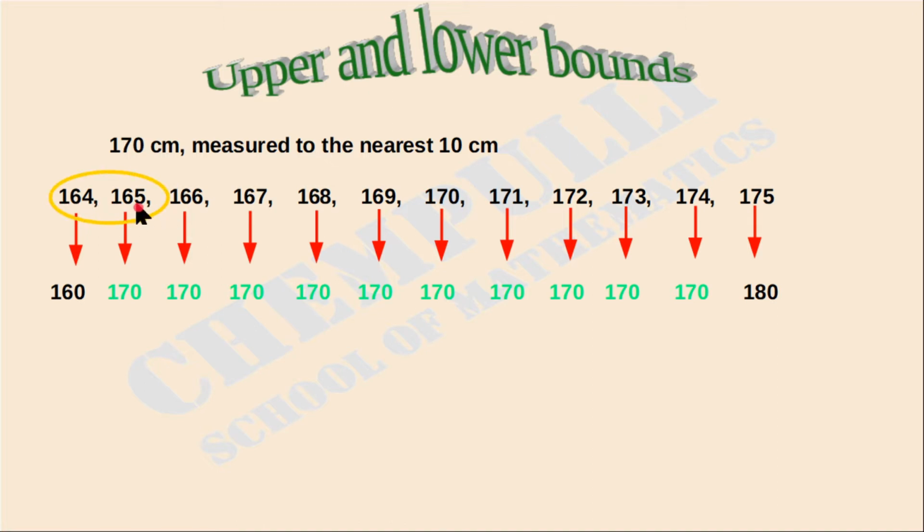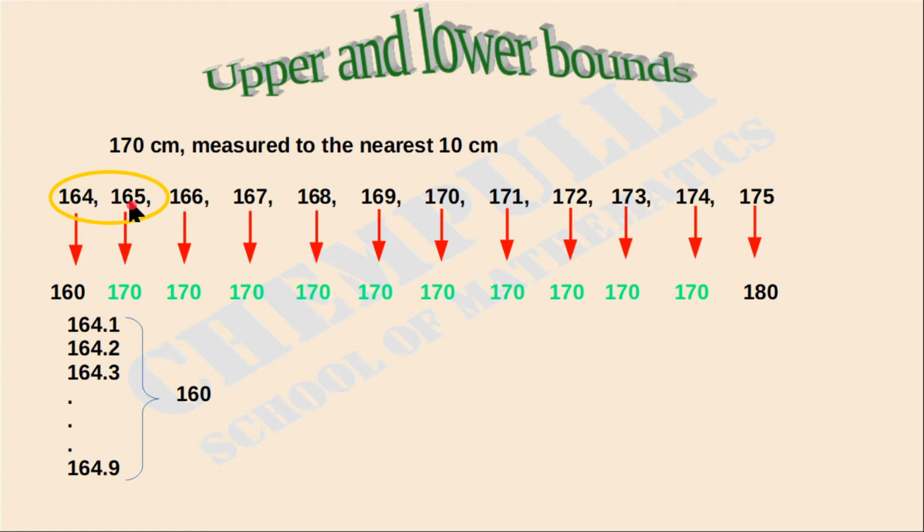Now we are going to check the values in between 164 and 165. That means the values in between 164 and 165 are 164.1, 164.2, up to 164.9. Next, we are going to round off each of these values to the nearest tens. If you round off each value to the nearest tens, in that case we will get the answer 160.